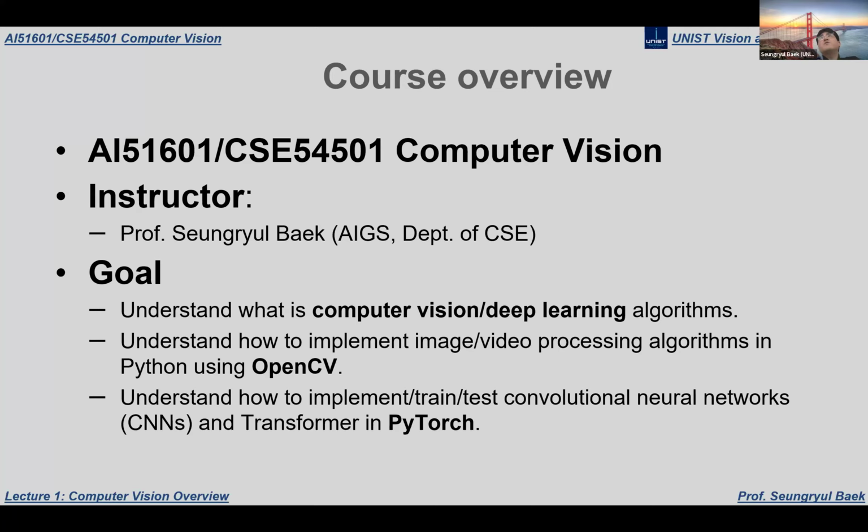Are you AI graduate? Most of you, as far as I understand, most of you are AIGS student, right? So please raise your hand if you are not AIGS student. Okay, so you are coming from CSE. Okay, so is there any student coming from department other than AIGS and CSE here? So where are you from?